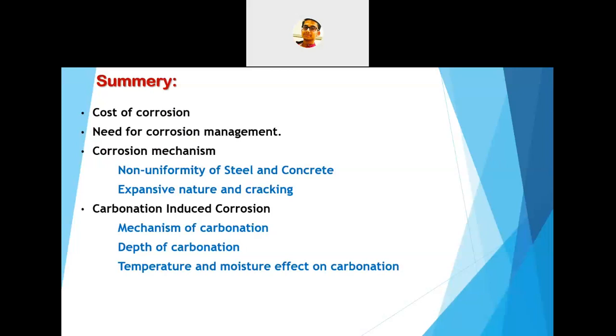After that, we have seen the two major causes of corrosion: chloride induced corrosion and carbonation induced corrosion. We first saw carbonation induced corrosion and the mechanism of carbonation, how to assess the depth of carbonation, and how temperature, moisture and other factors affect carbonation.